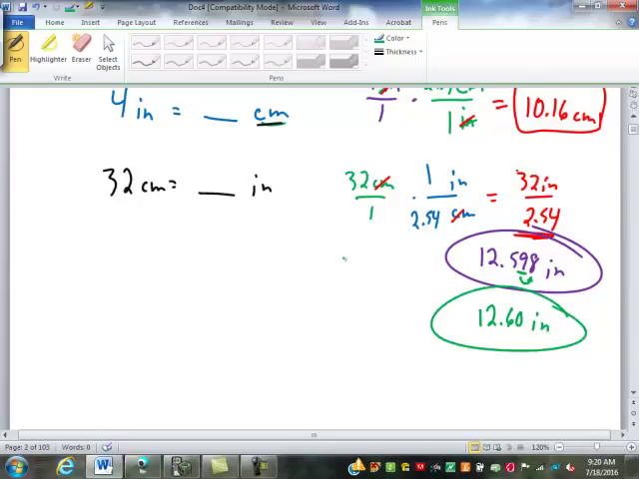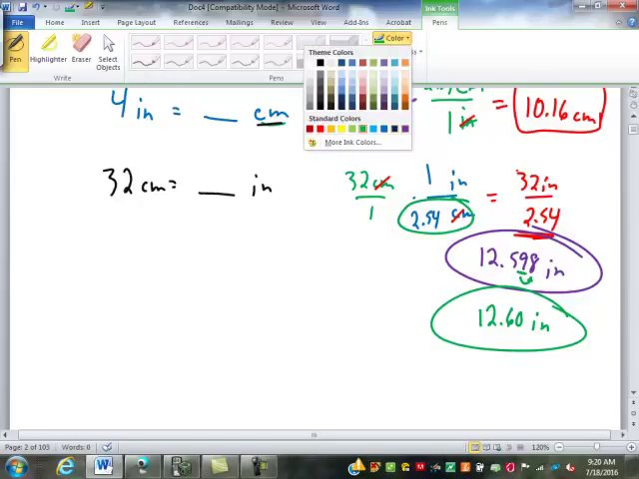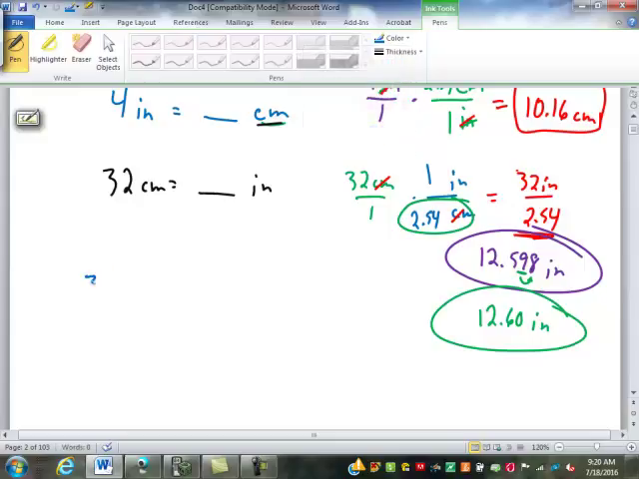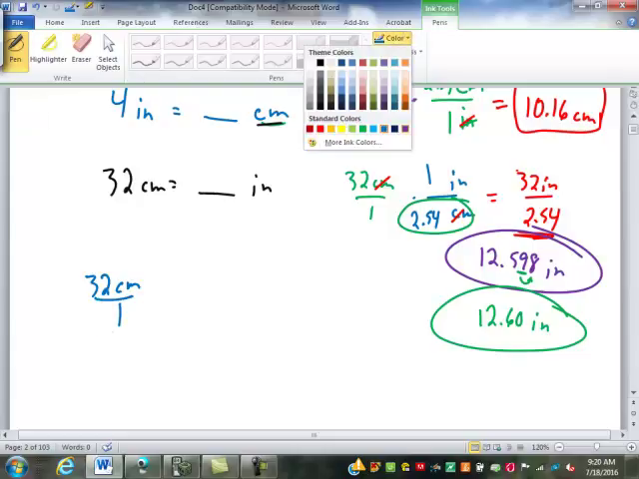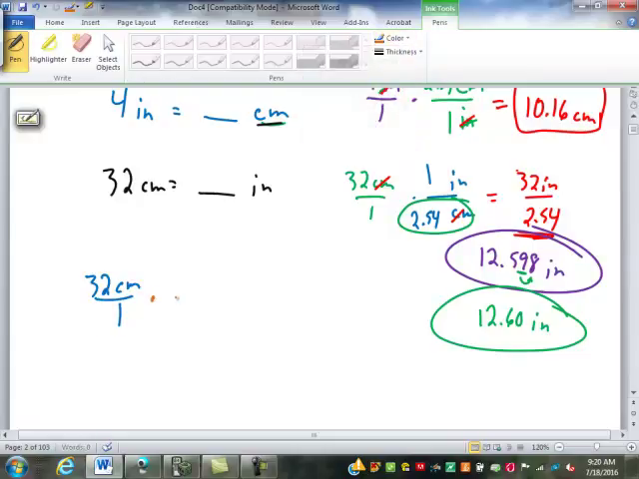The textbook, however, does not want you using conversion factors that have anything other than 1 in the denominator. So the way the textbook would want you to do this would look like this. Start out with the 32 centimeters over 1. But in our conversion factor, they want this not only to be centimeters on bottom, but to be 1 centimeter on bottom. Always a 1 in the bottom of that conversion fraction, that unity fraction.